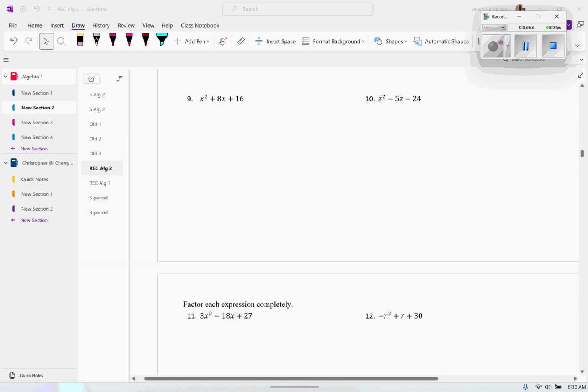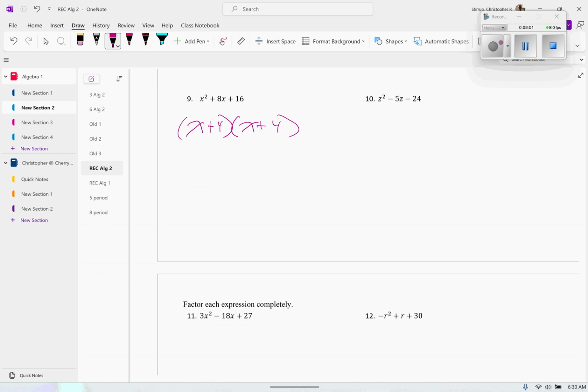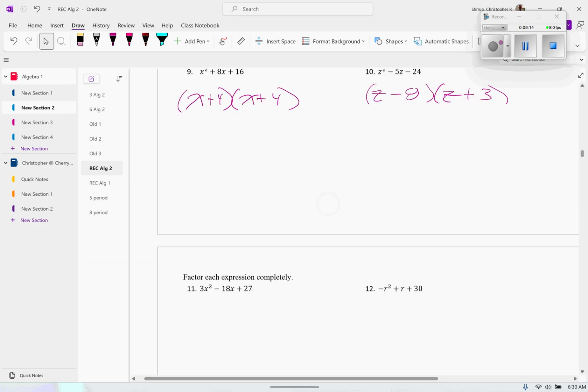Okay, number 9. What two numbers multiply to give me +16, add to give me +8? It'd be +4 and +4. Or 4 times 4 is 16. 4 plus 4 is 8. This one, I'm going to do z and z. What two numbers multiply to give me -24, add to give me -5? So if I add those together, I get -5. I multiply, I get -24.